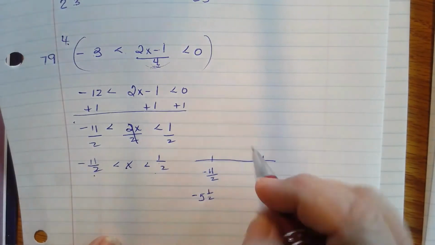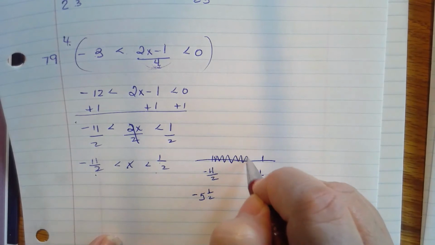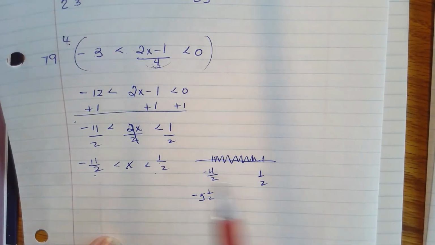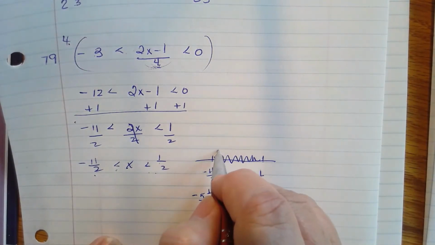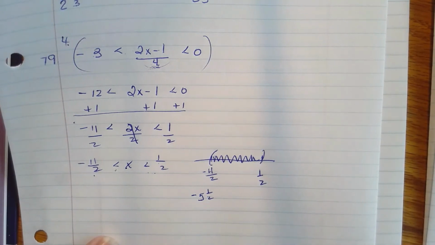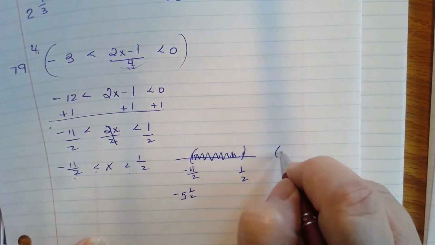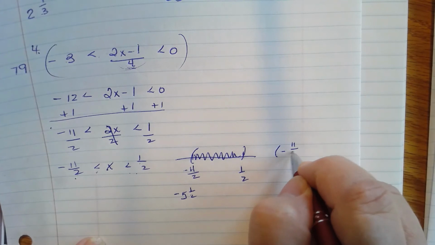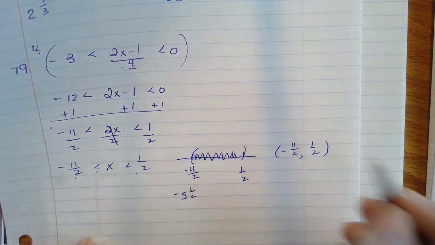and x is between those, so I'm going to shade between them. And there are no equal to, so that'll be parentheses on both. So it's going to be negative 11 halves, 1 half, parenthesis.